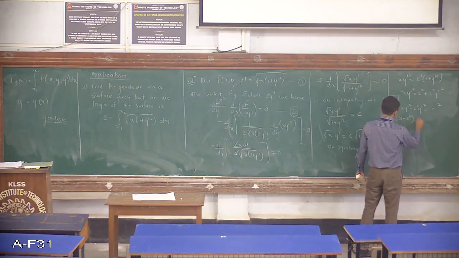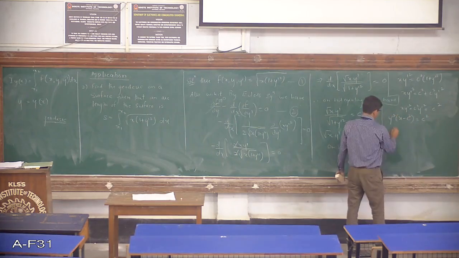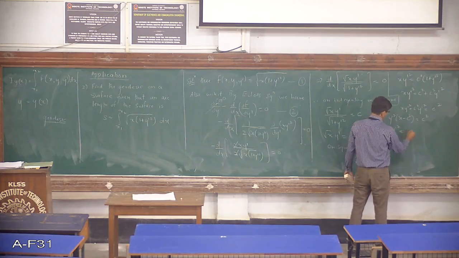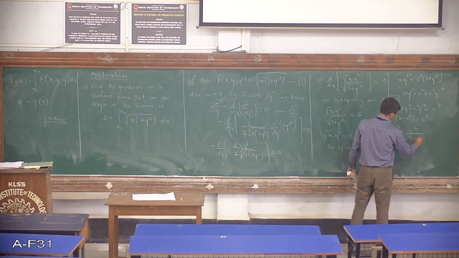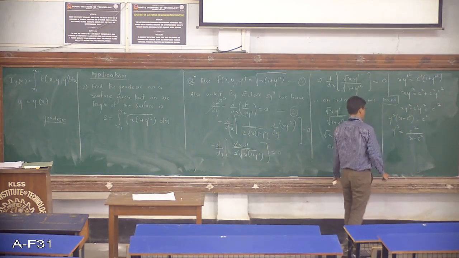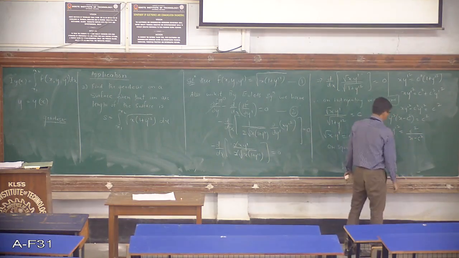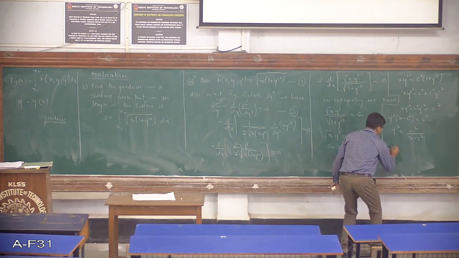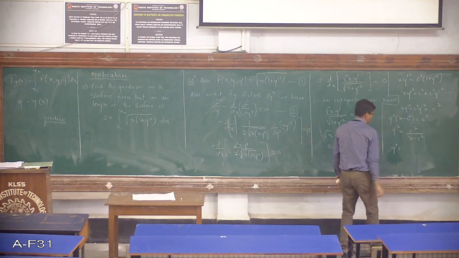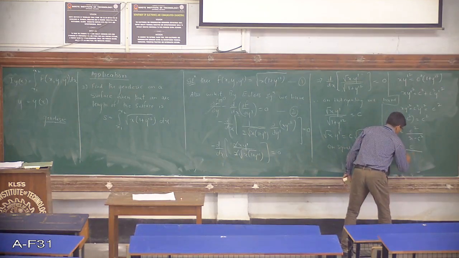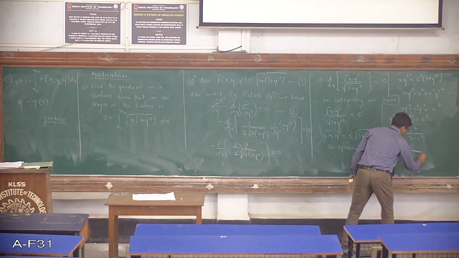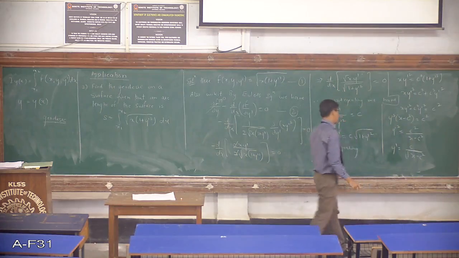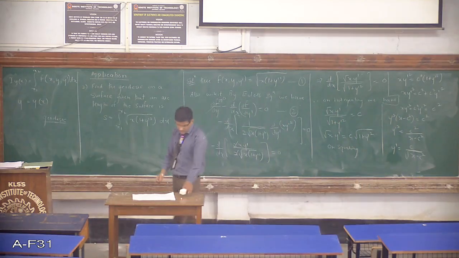square, which is equal to c square. So y prime square is equal to c square divided by x minus c square. Now again if I take square on both sides, this turns out to be y prime is equal to c divided by square root of x minus c square. Now it is independent.